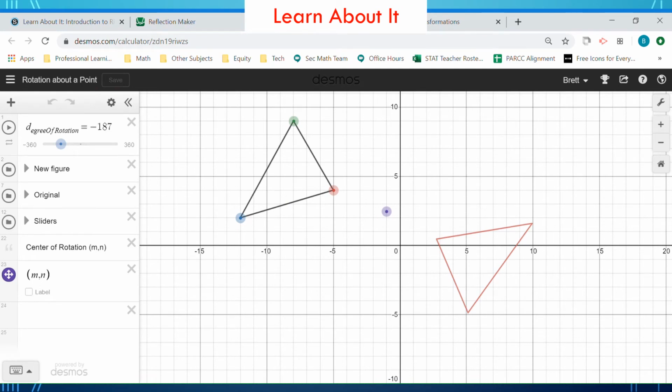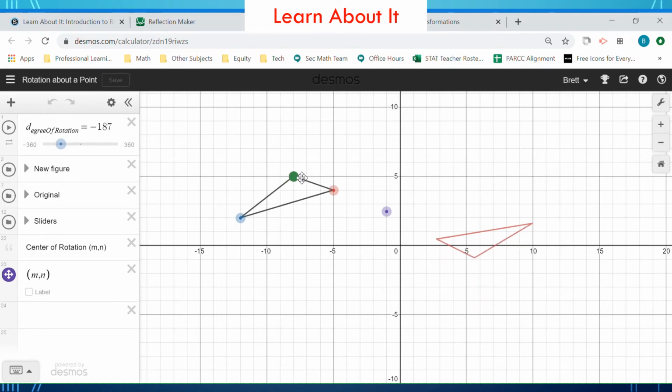Now let's take a look at rotations. Here, the original shape, or the pre-image, is the triangle made with the green, blue, and red points. The image, or the action after the rotation has happened, is represented by the red triangle. The purple point represents the center of rotation, or the point that I am rotating around. So let's move some points and see what happens to the red triangle.